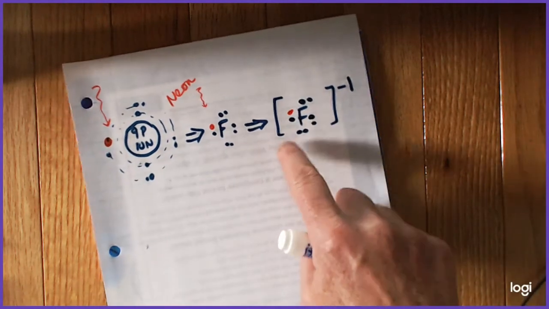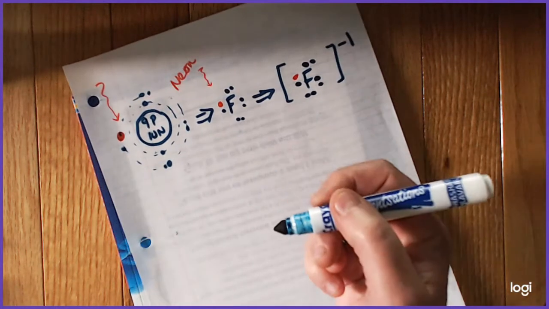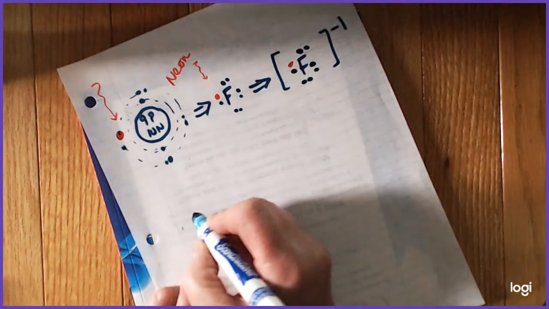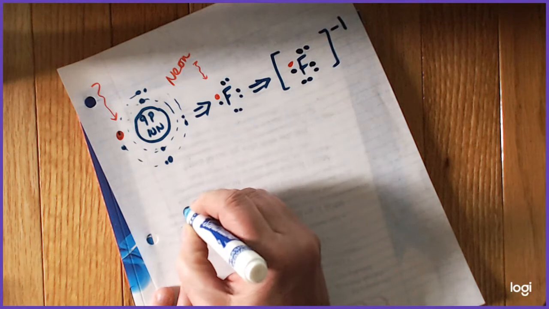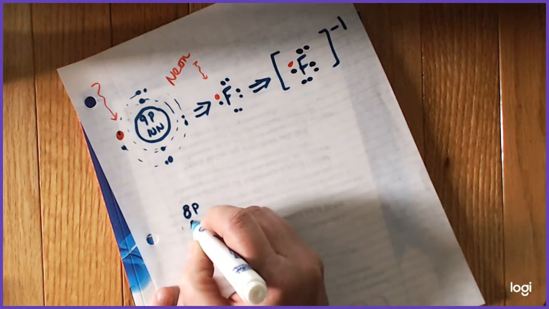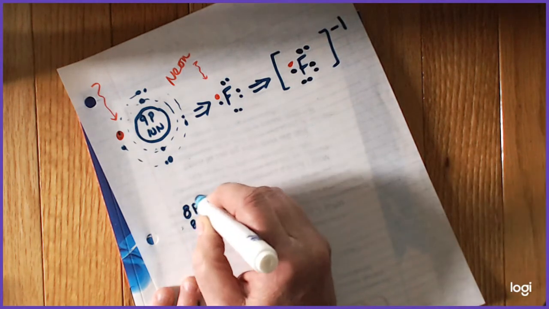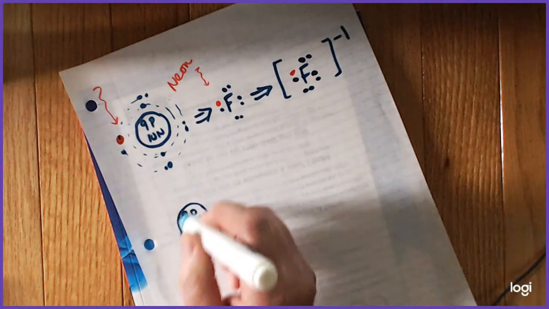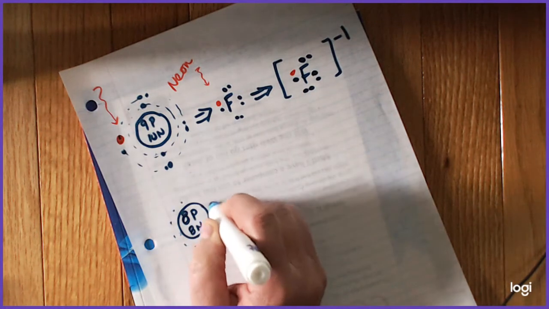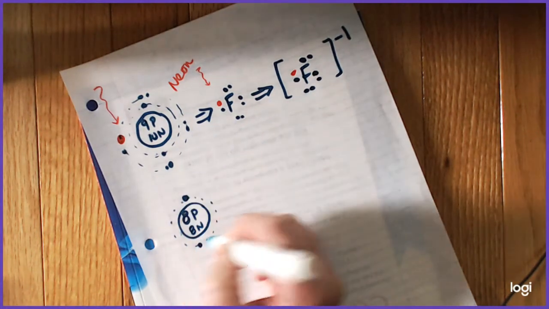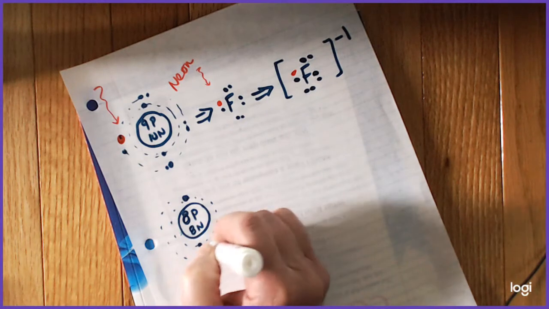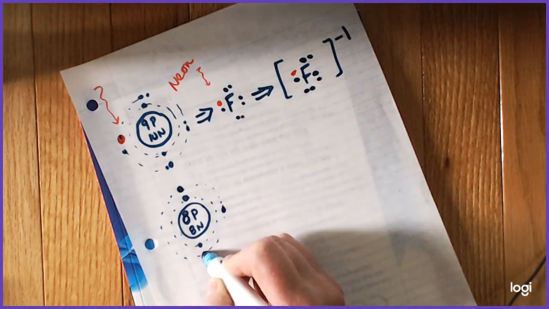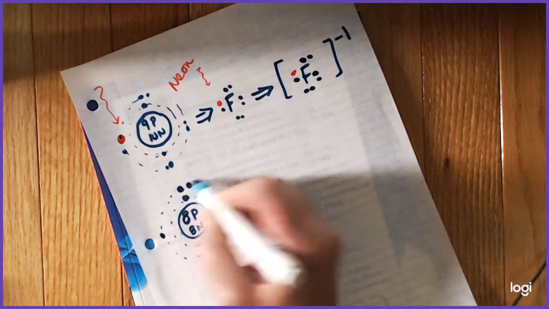Let's do the same thing now with oxygen. So we've got 8 protons, 8 neutrons in the nucleus. Around the outside now we need to place 8 electrons. So our first energy level is going to have 2, and our second energy level is going to have 6. So 1, 2, 3, 4, 5, 6.